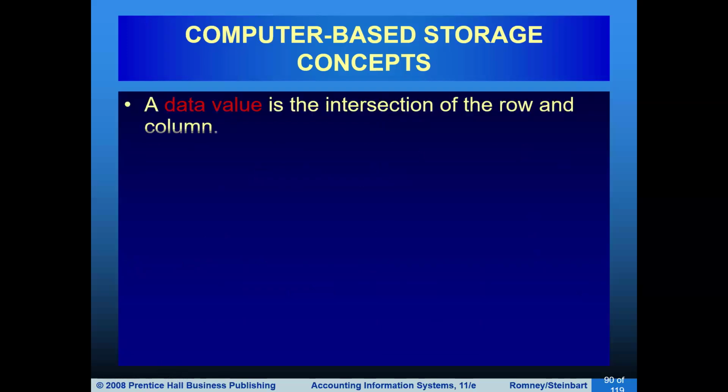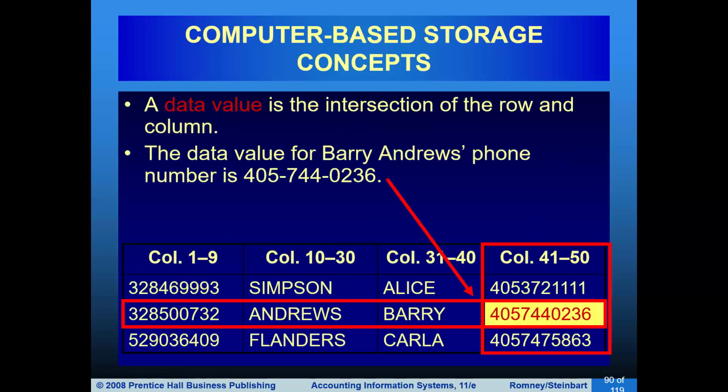Now you are clear: data value, field, records, file. There are four.